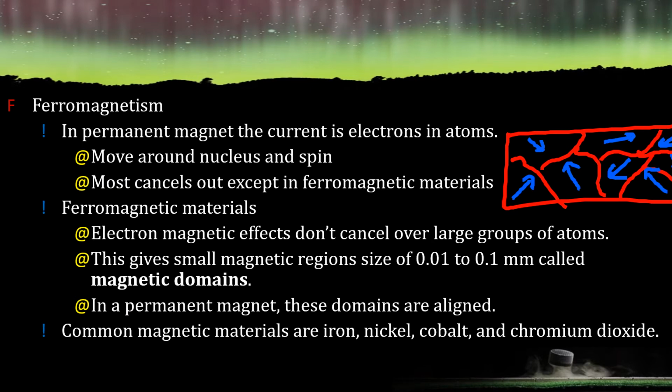This blue line indicates a domain. Okay, this domain is in this direction. This domain is in the opposite direction of this. Inside the domain, every atom is aligned, but overall the crystal domains are aligned in different directions. Common magnetic materials are iron, nickel, cobalt, and chromium dioxide, etc.